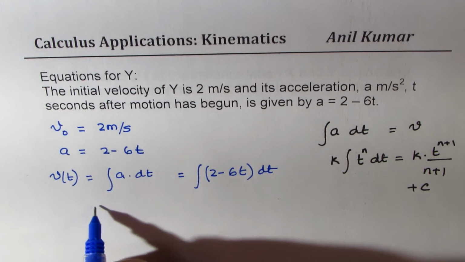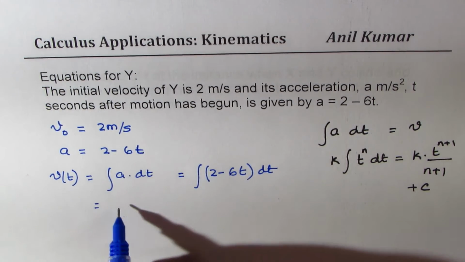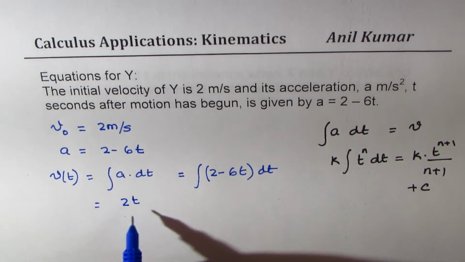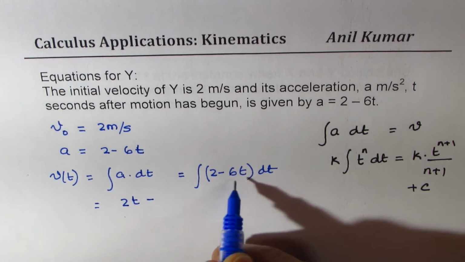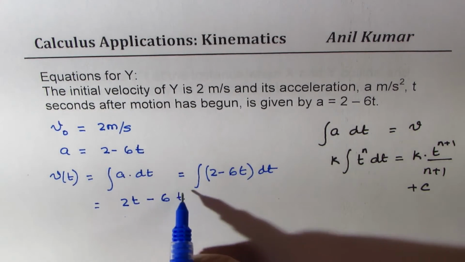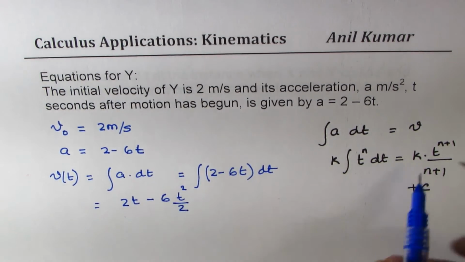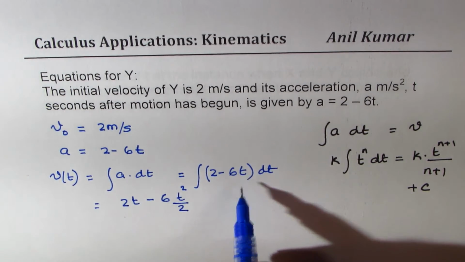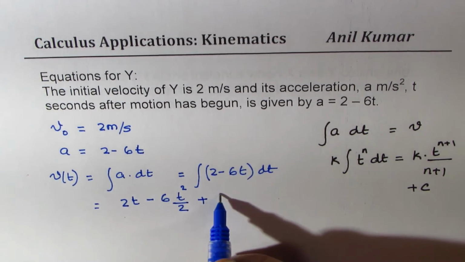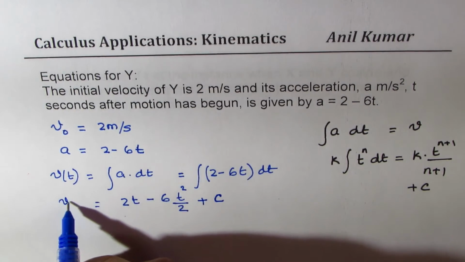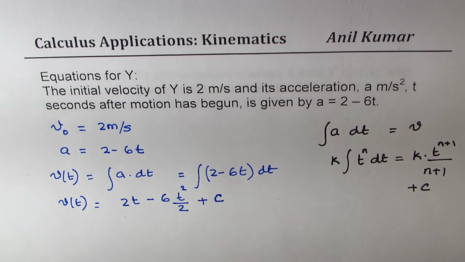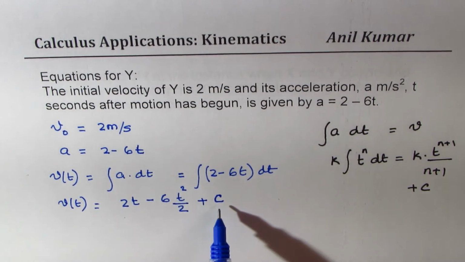So we get 2, which is a constant. Integral will be 2t, and for minus 6t it will be 6t square over 2. So add a power and then divide by that, plus a constant, let's say c. So that becomes the expression for velocity. Now how do we find c?